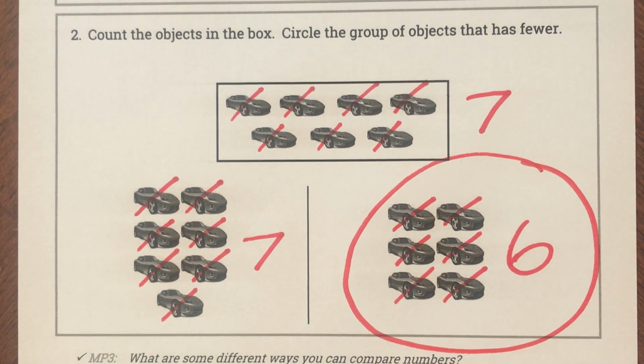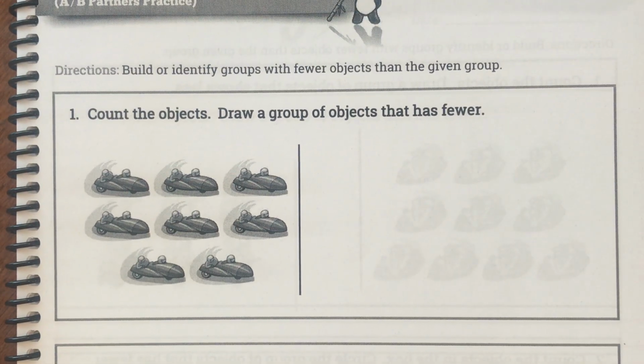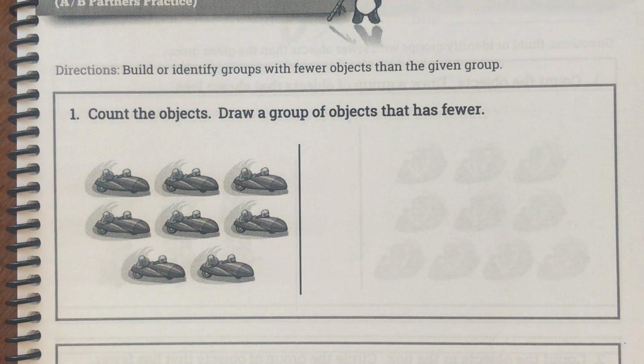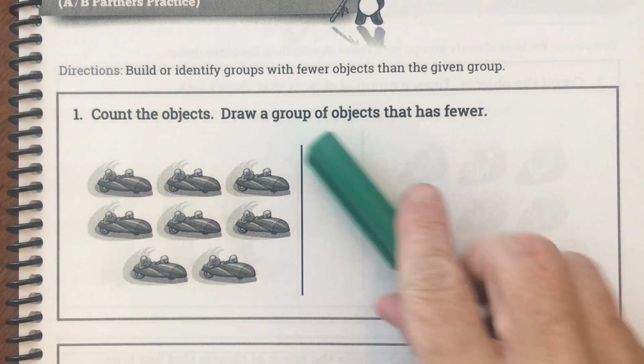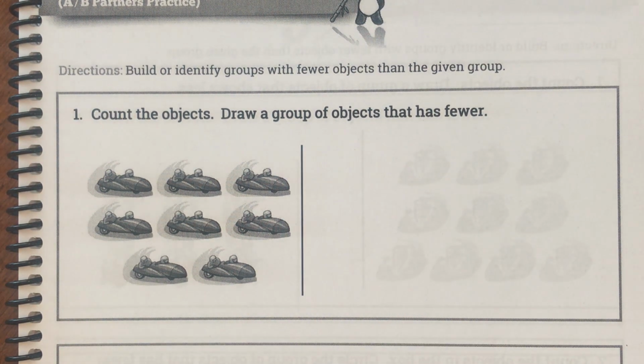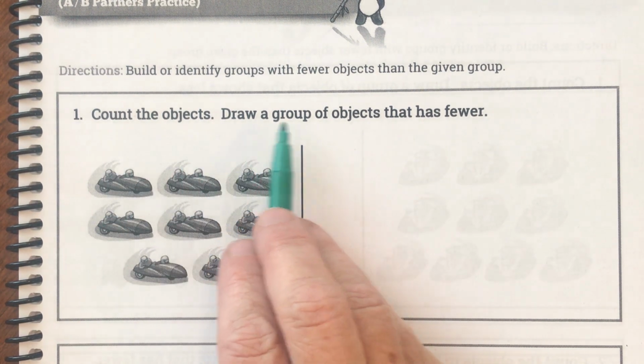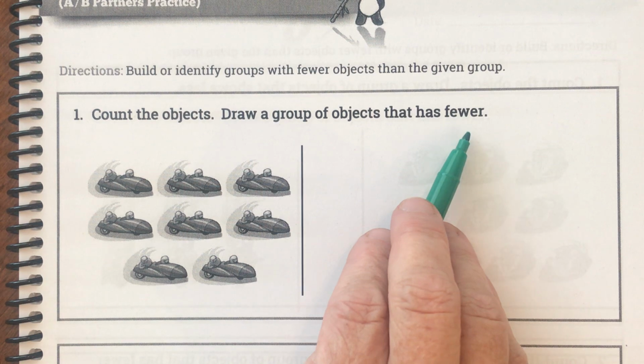Okay, boys and girls, let's do some of these together. We're going to turn our books to page 141. That's page 141. And we should find this problem. Okay, and I'm going to grab my green pen, which means you're going to do these with me. Okay, so our first problem says, count the objects. Draw a group of objects that has fewer.